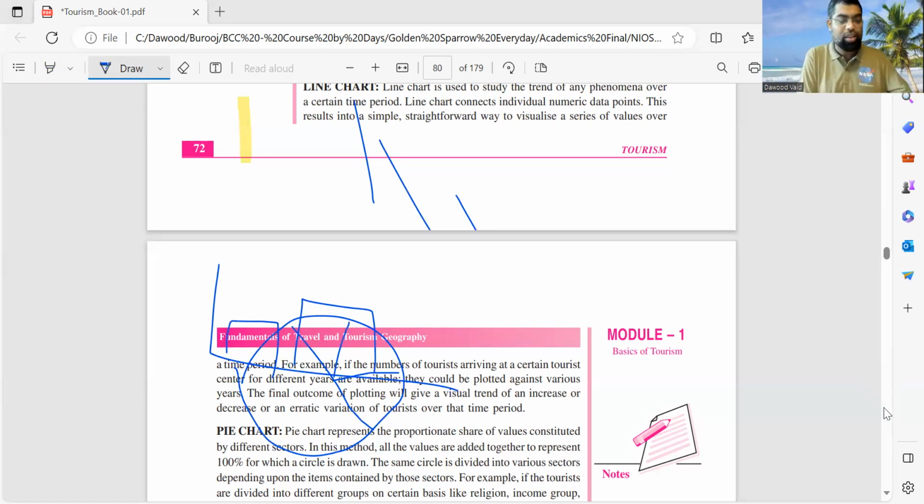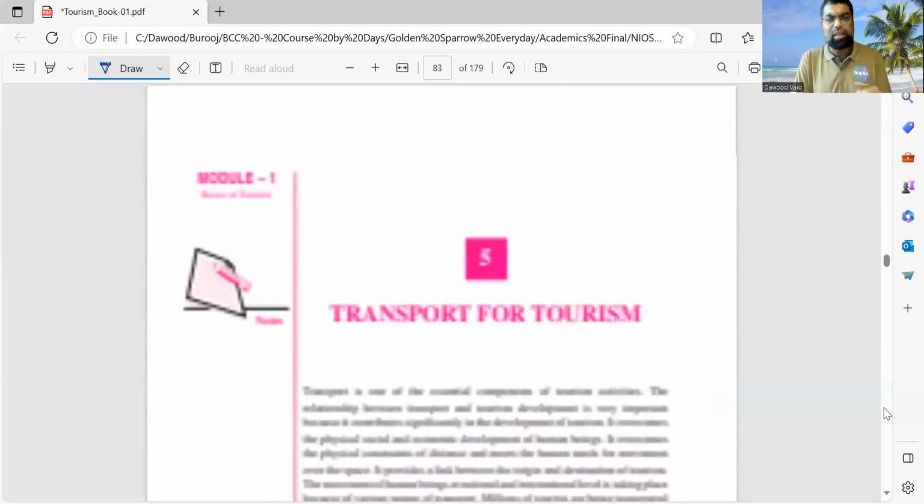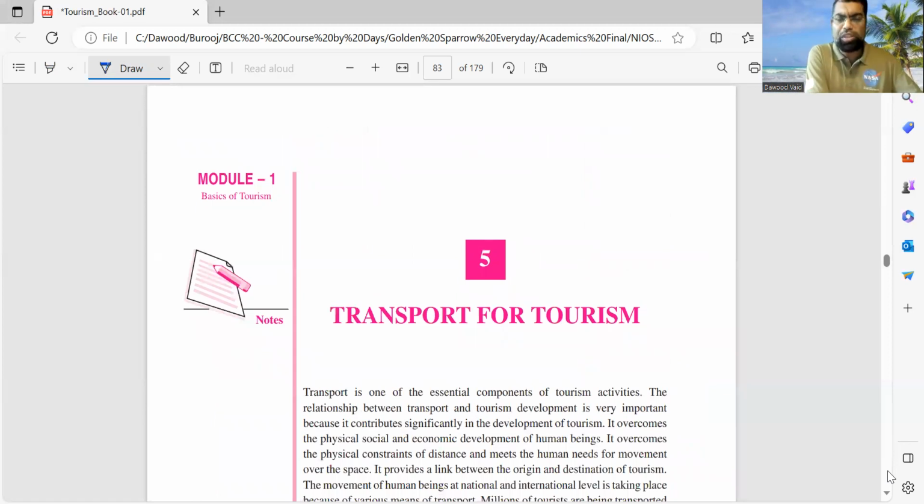It's an interesting chapter. I hope you do well in chapter number 4, fundamentals. Don't worry, I'm not ending. Why am I even continuing? Because the next chapter, number 5, is so easy, I'd rather not waste your time.